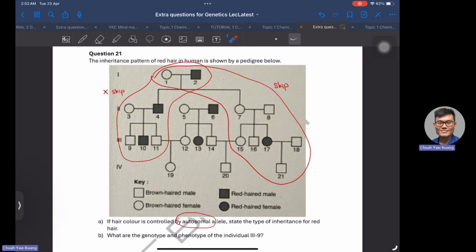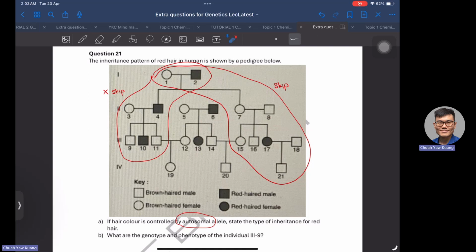The second identification point: find the pair of parents in the pedigree where both of them do not have the red hair. Both of them are not affected, but they are producing a child that has red hair. That means at least one offspring is affected. Look for that. Or you can also look for two affected parents.